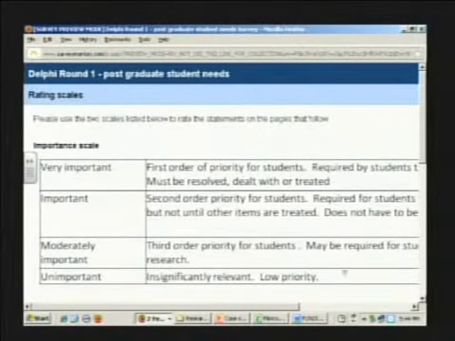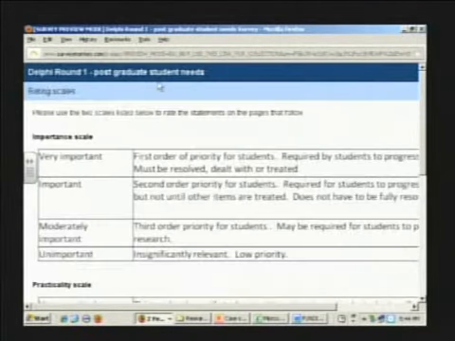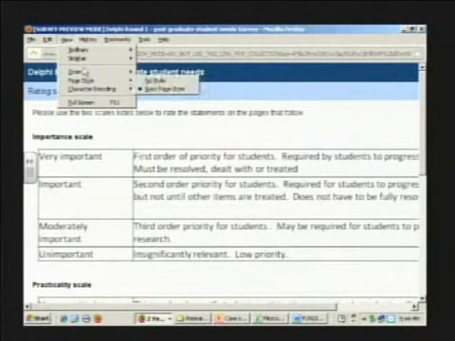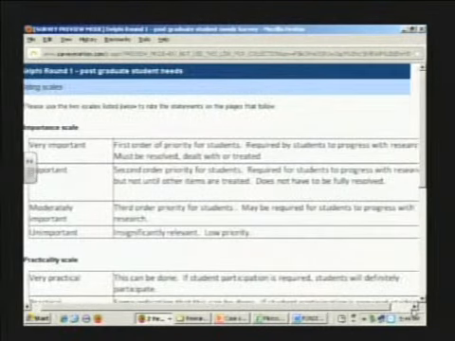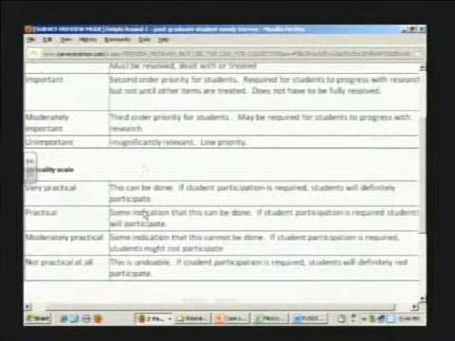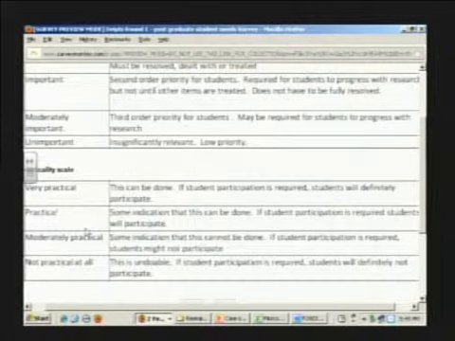Right, and then we decided on these scales. Okay. So we decided that we would have an importance scale, and we would have a practicality scale. So importance is basically how important is this statement to you, or the addressing of the statement to you. And then the practicality scale is, do you think this can be done? And if we do it, do you think that the students will participate and support it?